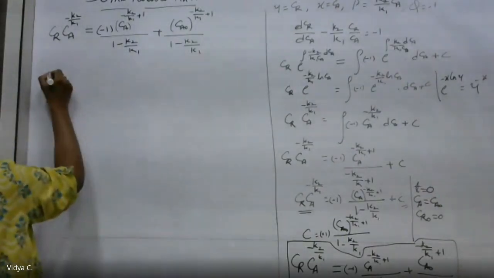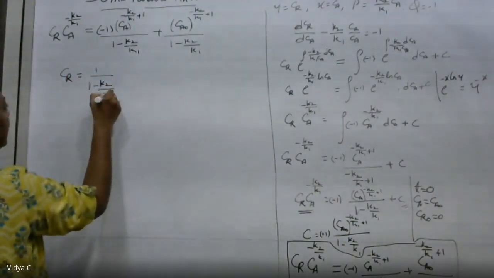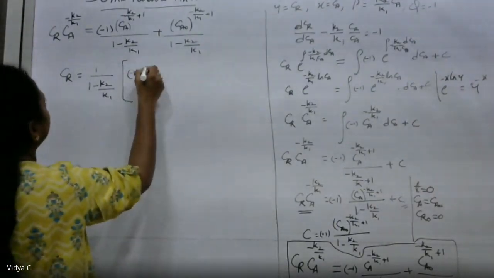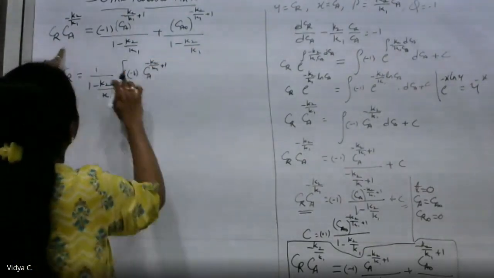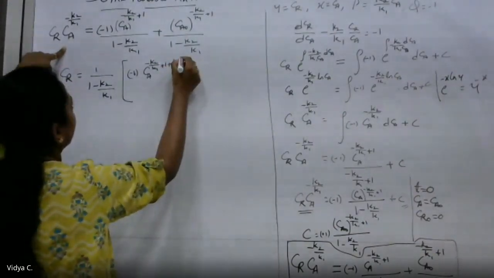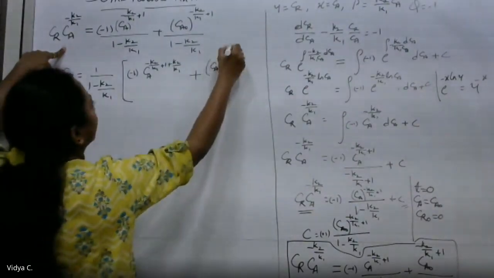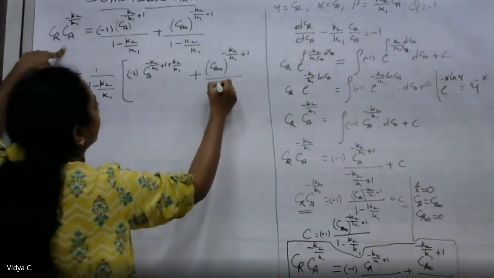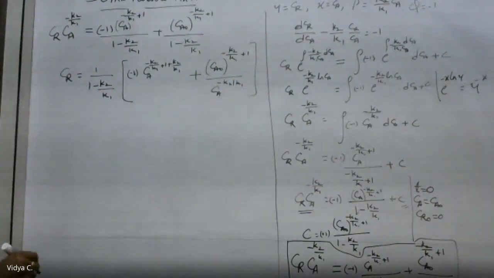Therefore, CR will now be 1 by 1 minus K2 by K1, which can be taken common, and this will be minus 1 into CA to the power of minus K2 by K1 plus 1. If this comes to the denominator and I take this up, it will be plus K2 by K1, plus CA naught to the power of minus K2 by K1 plus 1 by CA to the power of minus K2 by K1. Okay, this is the equation.